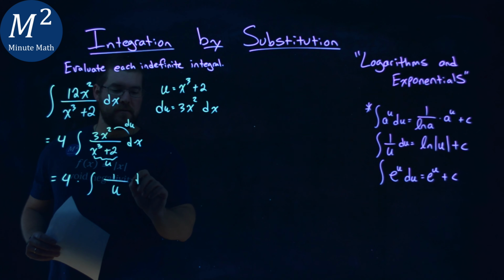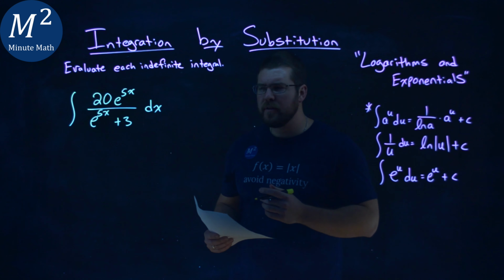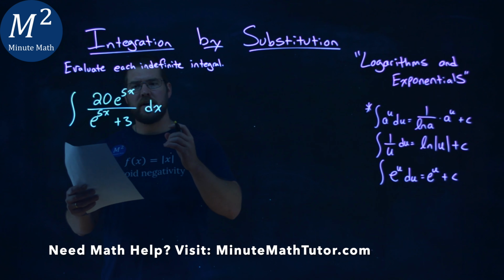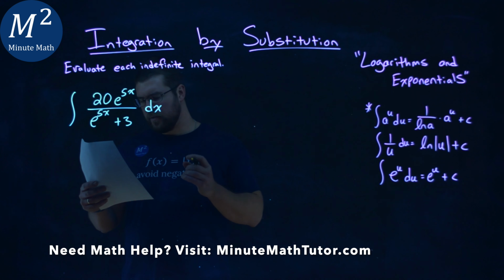So my final answer here is 4 times the natural log of the absolute value of x cubed plus 2 plus c. We're given this problem right here, the integral of 20e to the 5x over e to the 5x plus 3 dx, and we have to evaluate this indefinite integral.